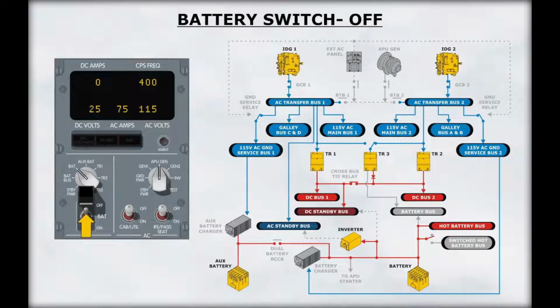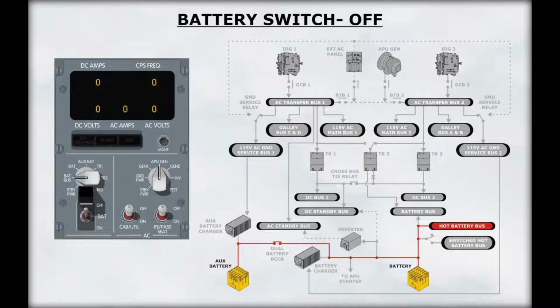When the battery switch is off, power is removed from both the battery bus and the switched hot battery bus if normal power sources are available. However, if the battery is the only power source, power is removed from the battery bus, the switched hot battery bus, the DC standby bus, the static inverter, and the AC standby bus.